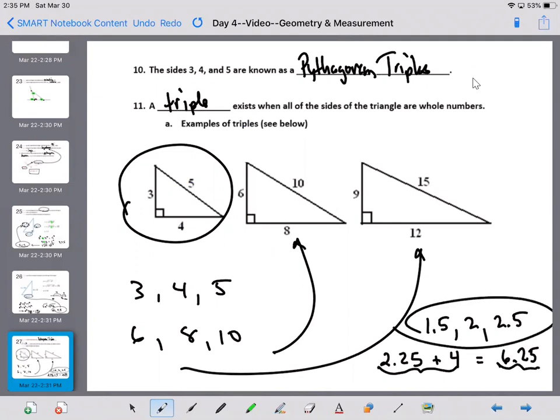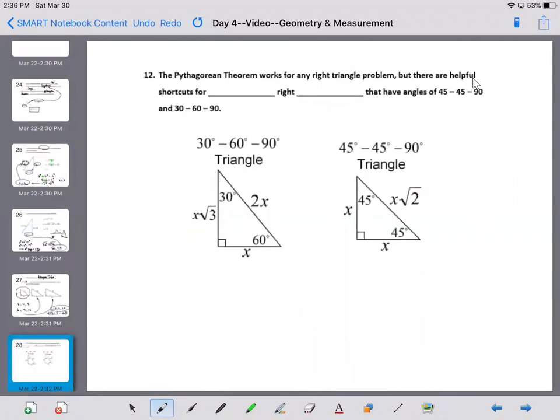A Pythagorean triple does exist when all the sides are whole numbers, but you can have some that are decimals because I'm just looking at a variation, a multiple of my multiple, which just happens to be multiplying it by 1/2.